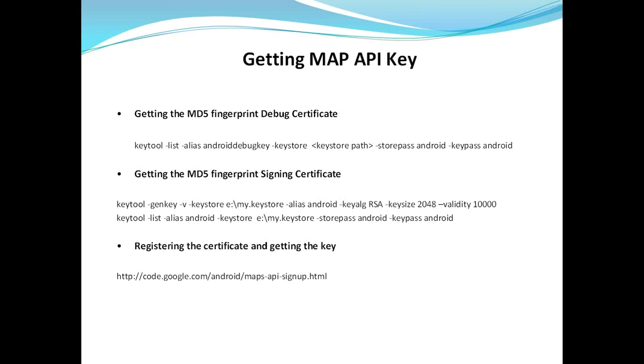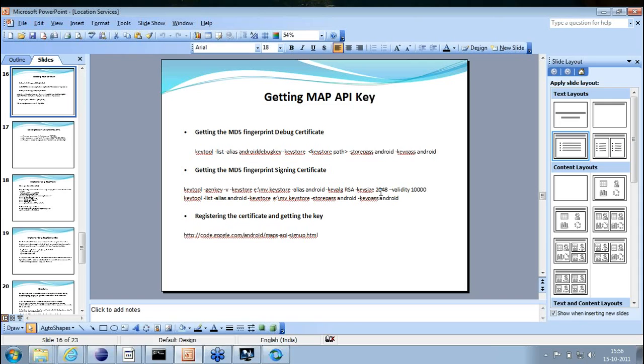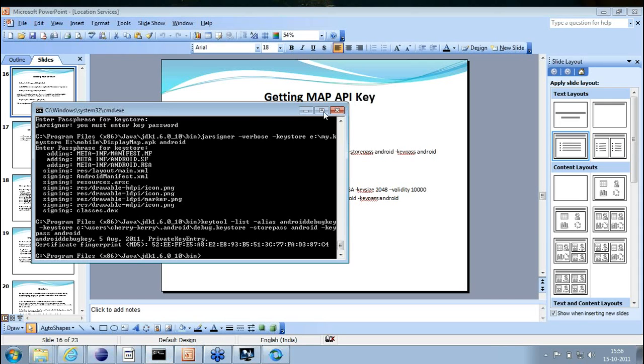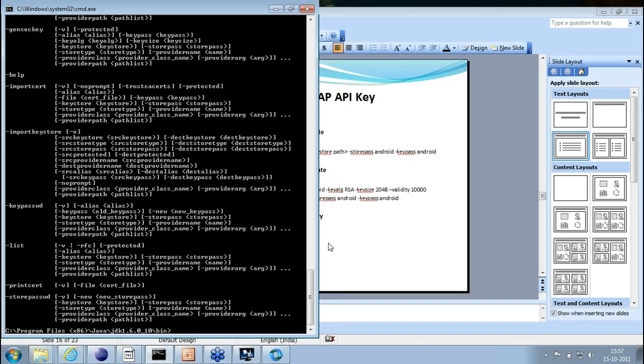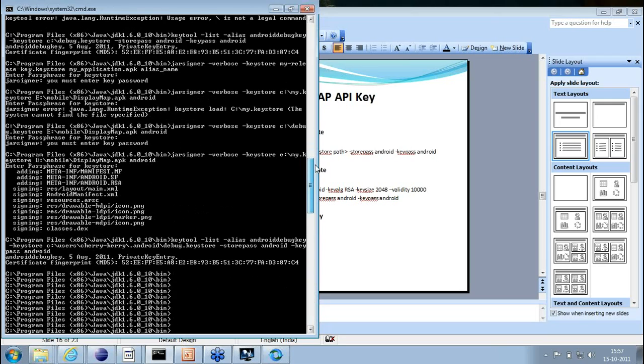So the question is, where to find this keytool? You can just move to your Program Files directory in your root and go to the Java folder. In the Java folder, you can find your JDK directory. If you have JDK 1.6 installed, you can just go to JDK 1.6. Here you will find a bin directory, and you can just run keytool. It will show you the list of commands we have. So here, with the help of this keytool, you can generate the certificate. Now we will see how to do it.